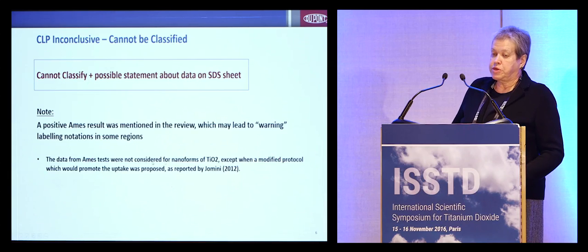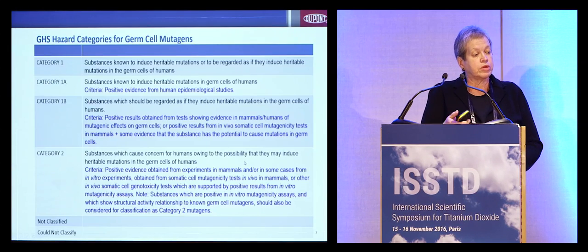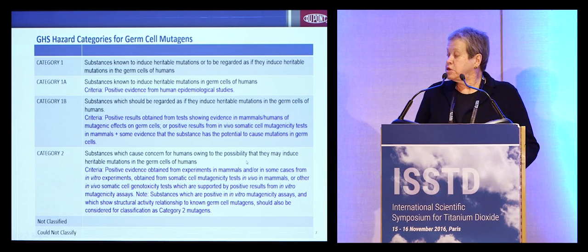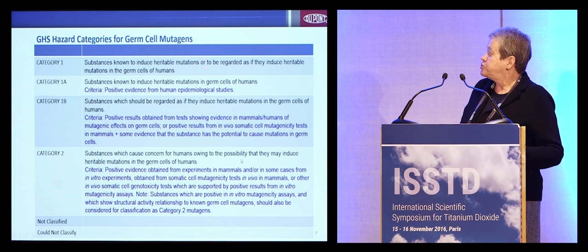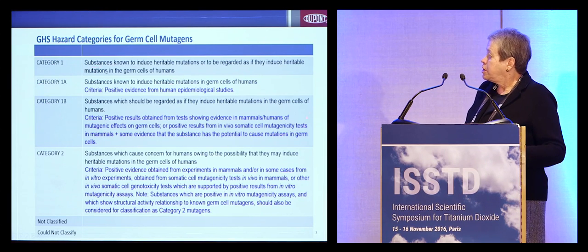And this is just a comment about the Ames assay in case somebody would like to look it up. This is the GHS hazard classification categories for germ cell mutagens. So we are definitely not in a category 1 area. We're not in a category 2 area here. We cannot say it's not classified. We're right down here: could not classify.